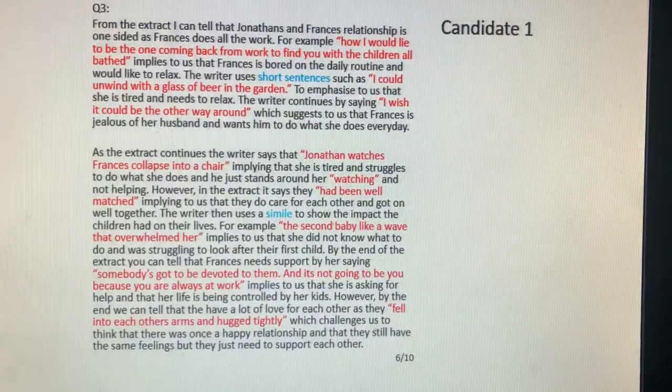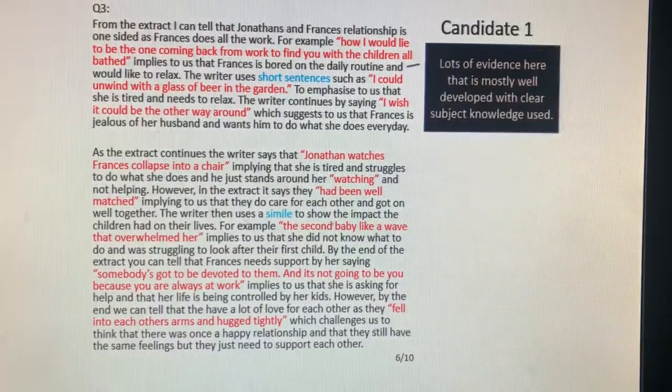Candidate 1 then, as you can see, quotes in red and technical language in blue. 6 out of 10 for this response. Lots of evidence used here that's mostly well developed with clear subject knowledge used.